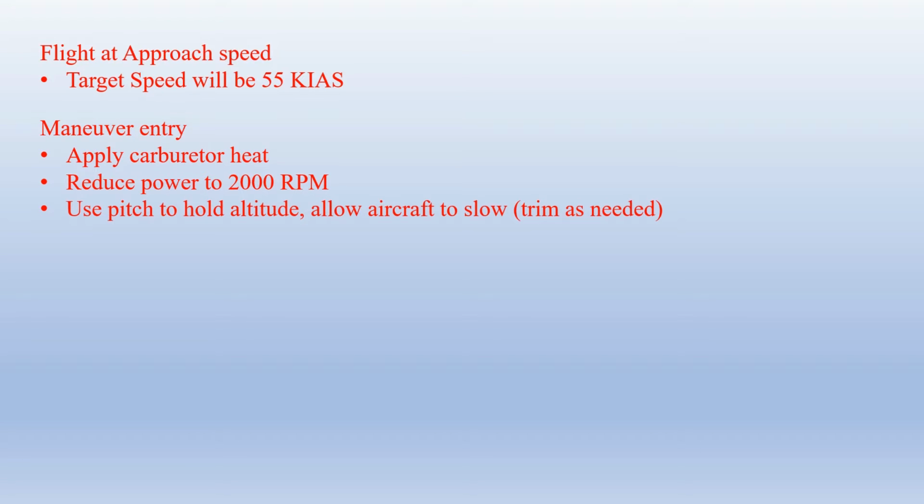For the maneuver entry, we want to apply carburetor heat and reduce the power to 2,000 RPM, which will get us slowing down. We'll use pitch to hold altitude and allow the aircraft to slow down. You'll want to trim back as the aircraft slows down, as the nose is going to tend to drop a little bit. At 85 knots, you want to extend the flaps to 30 in 10-degree increments, so 1 notch at a time. I only recommend pausing about a second or so in between each increment, though, because the aircraft will slow pretty quickly once you start getting those flaps out.